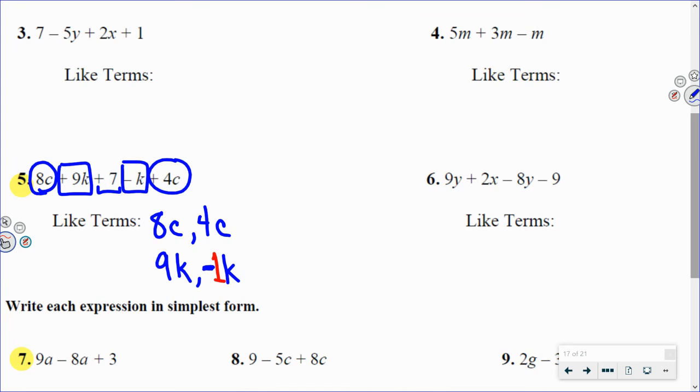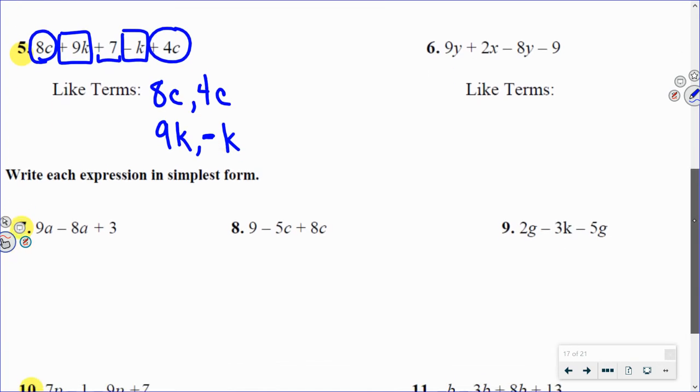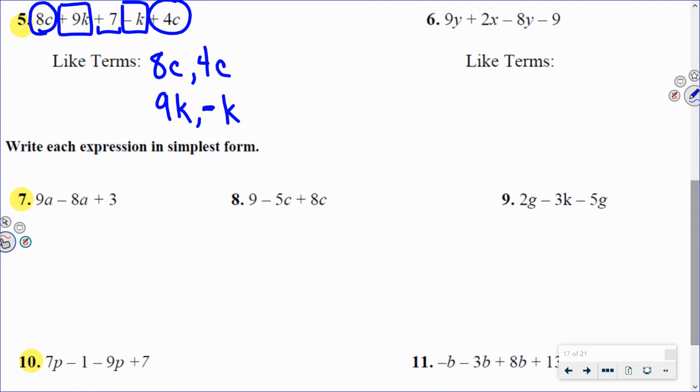So in this case, there were 2 different pairs of like terms. Now let's take it a step further and not just identify the like terms, but rewrite each expression in simplest form. So for number 7, if I circle my variable terms and underline my constants, again, could I sit here and draw out 9 A's and a negative 8 A's?